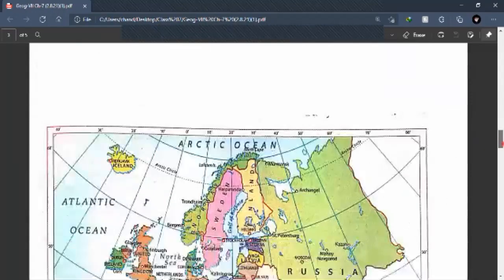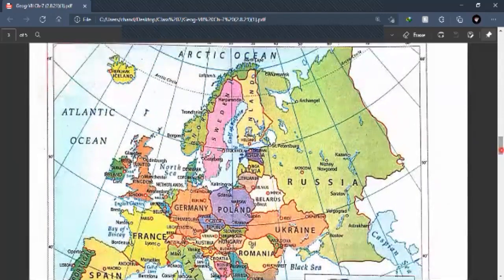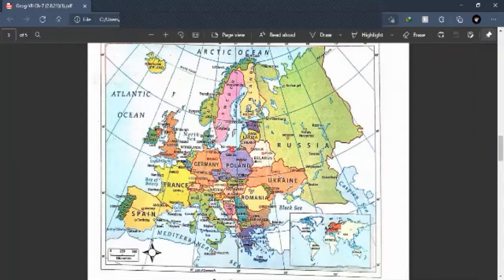Now let us discuss the political divisions of Europe. Although Europe is a small continent, it has 50 countries. Some European countries are grouped on the basis of geographical similarities and are referred to by specific names.